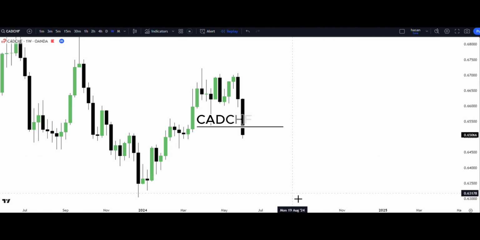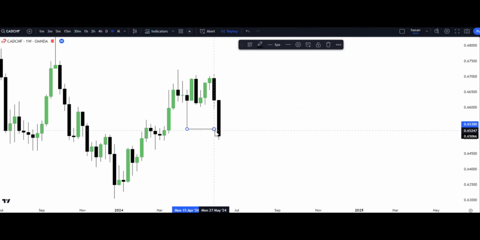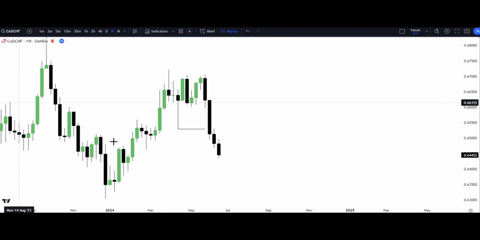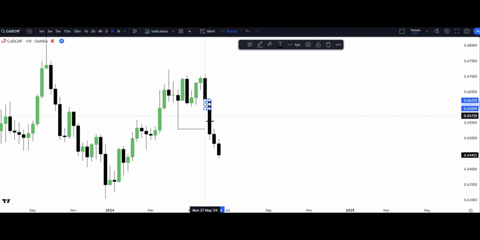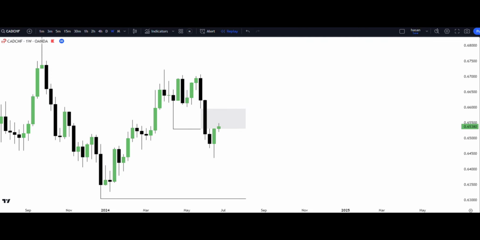Next pair we have is CAD CHF. We just took down the external range. We are waiting for internal range to external playing out. We formed a fair value gap, our internal range right here. Now we expect price to retrace back to the internal and head towards external. We also have these lows sitting below for our long-term target. Price retraced back in the internal range. Now we expect price to push towards external.